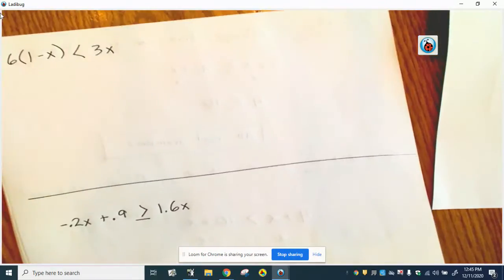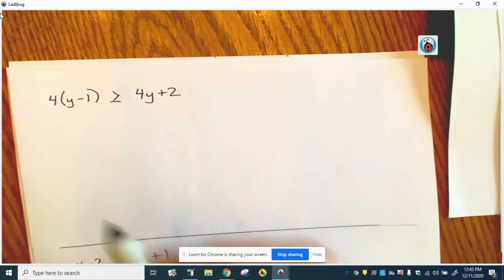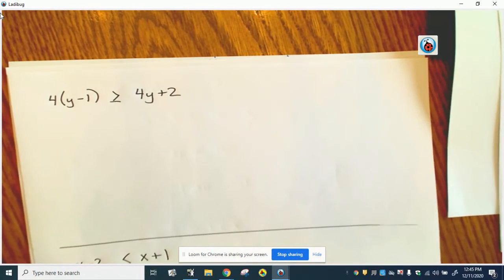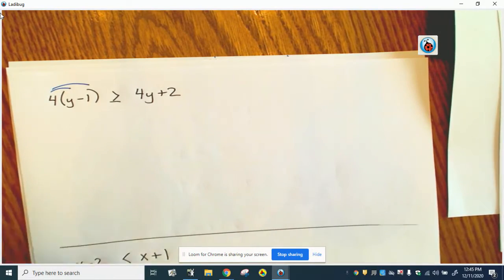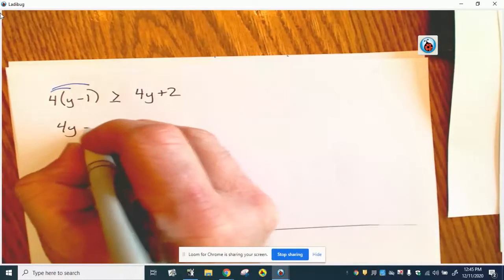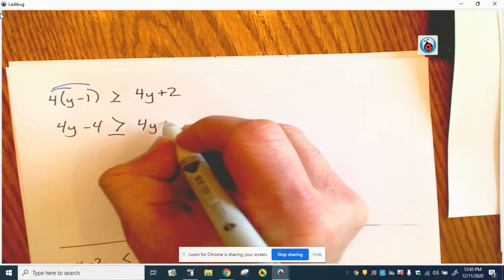So let's try one of these right here. All right. So if you see a problem like this, first step most people would do is they would distribute, right? So we got 4y minus 4 is greater than or equal to, over here we have 4y plus 2.